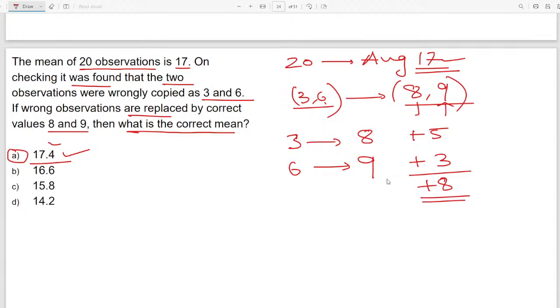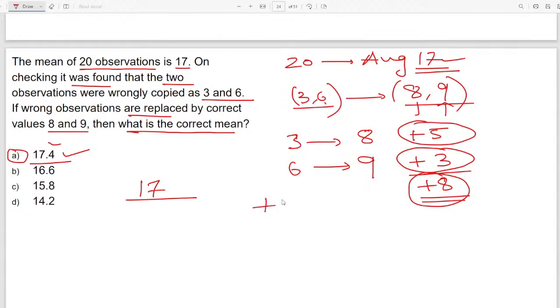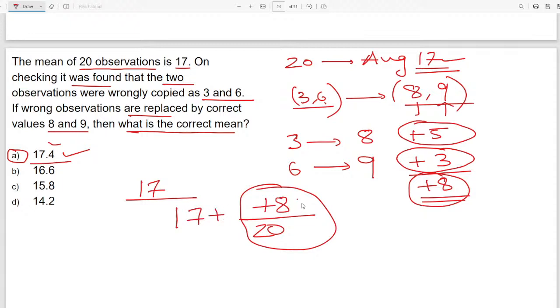And there is one more way in which you can calculate this. So now they have said that these are the excesses, plus 5 and plus 3 and plus 8. And now the old average was 17. The new average would be the old average plus this excess, plus 8, divided by the total observations, divided by 20. That is 17 plus excess divided by total terms. This is 17 plus 8 by 20.